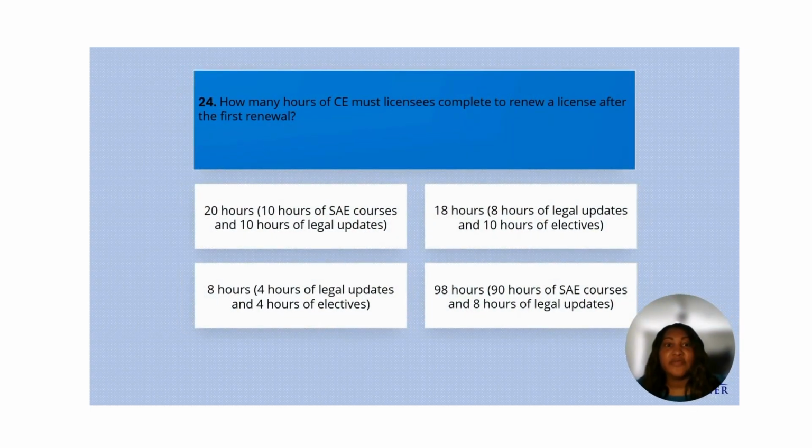How many hours of continuing education must licensees complete to renew a license after the first renewal? So this is after the first renewal. 20 hours, 10 hours of SAE courses, and 10 hours of legal updates. 18 hours, 8 hours of legal updates, and 10 hours of electives. 8 hours, 4 hours of legal updates, and 4 hours of electives. Or 98 hours, 90 hours of SAE courses, and 8 hours of legal updates. This is after the first renewal. What do you guys think?